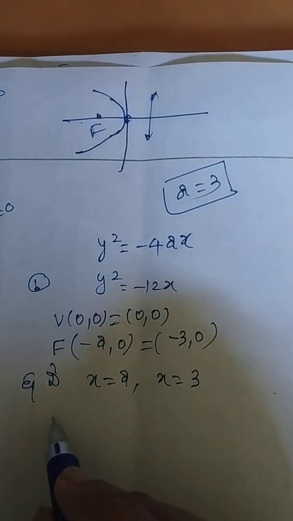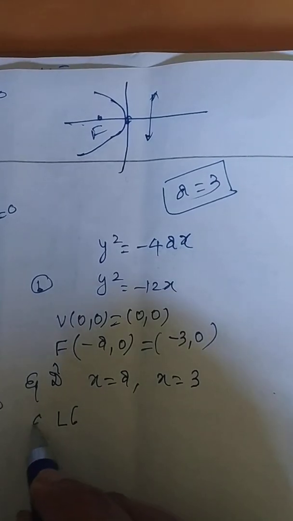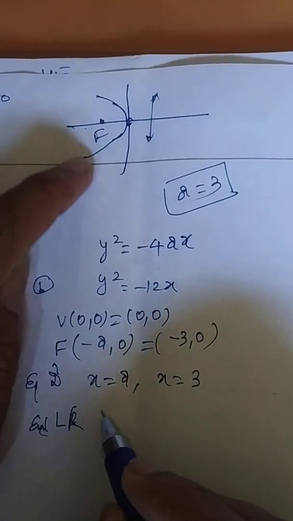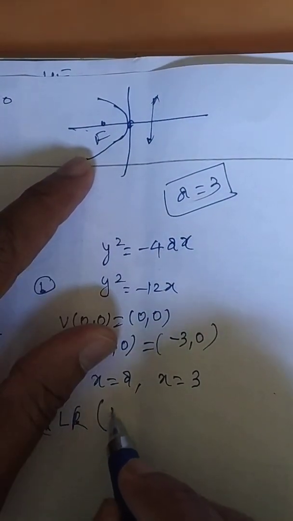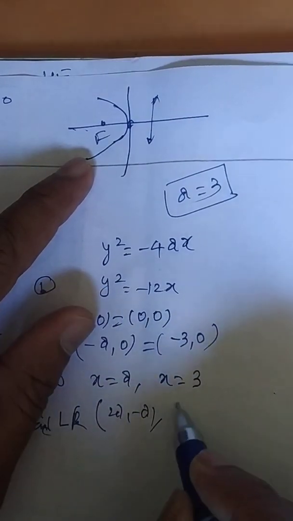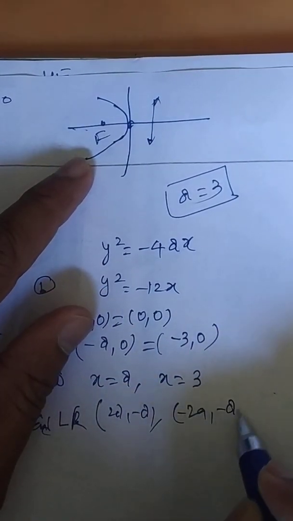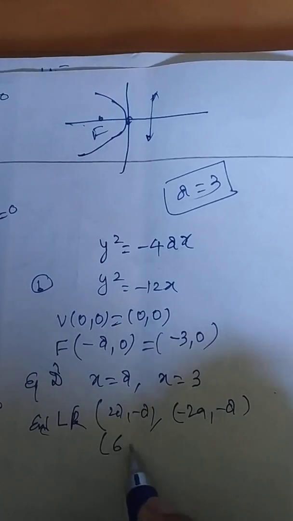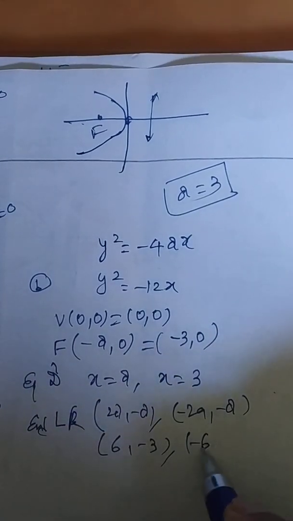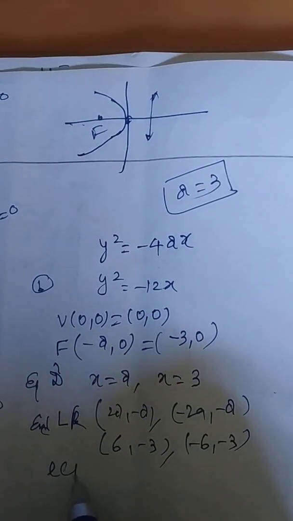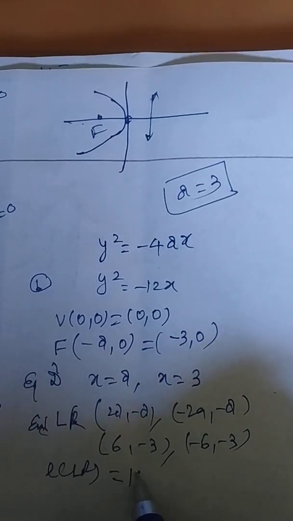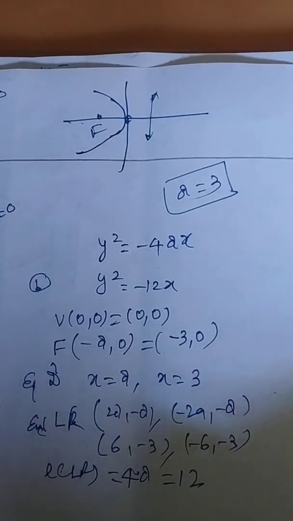Endpoints of the latus rectum. This is minus a. So it will be 2a, minus a. It will be minus 2a, minus a. Replace. It will be 6, minus 3, minus 6, minus 3. Length of latus rectum, 4a. It will be nothing but 12.